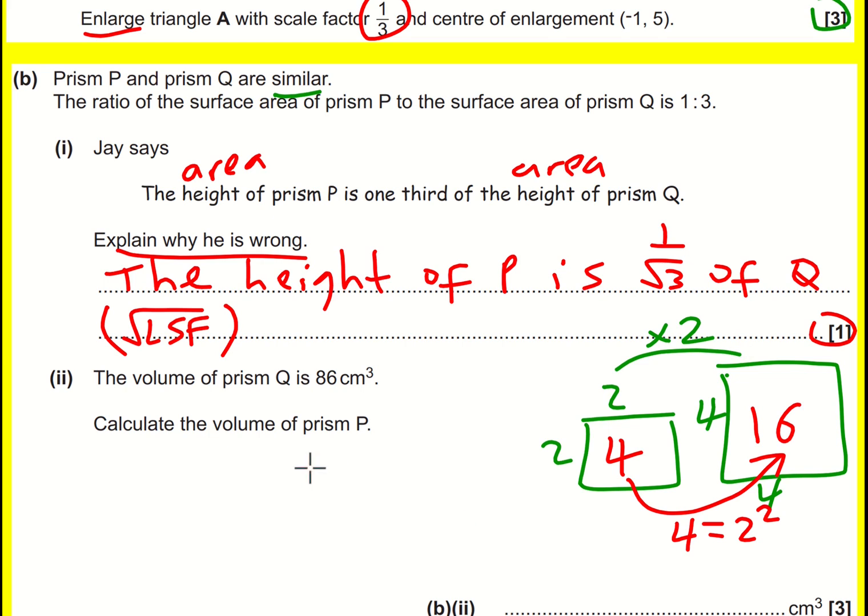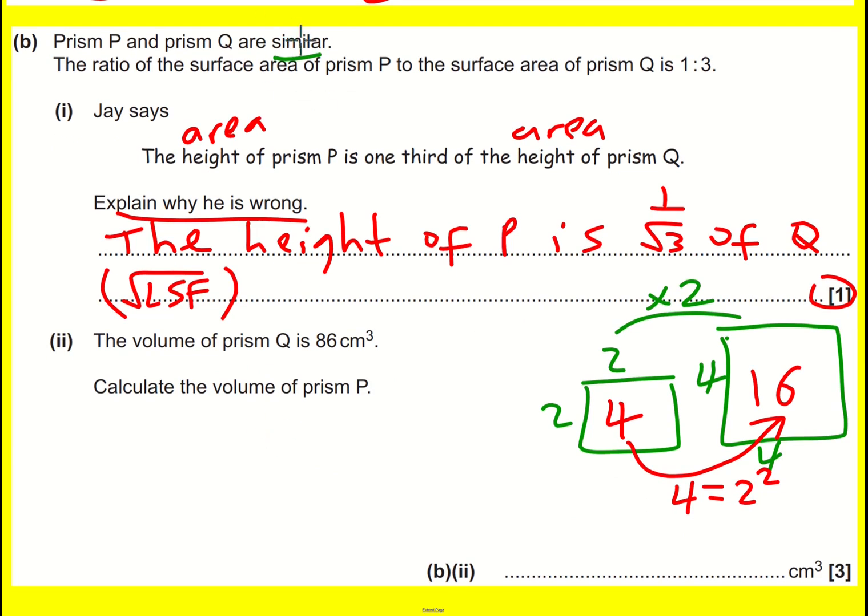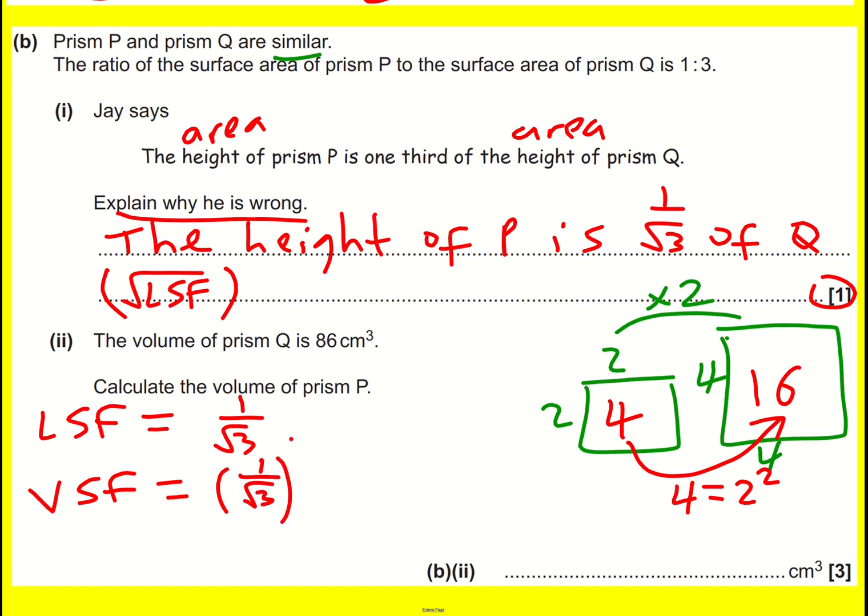Okay, now it does throw in a bit about the volume. The volume of prism Q is 86 centimeters cubed. That's the larger one. How are we going to work out the volume of prism P? Remember, they are similar shapes. So we've just worked out the length scale factor. It's equal to 1 over root 3. The area scale factor, we would square it. The volume scale factor, we have to cube it. So it's going to be 1 over root 3 cubed.